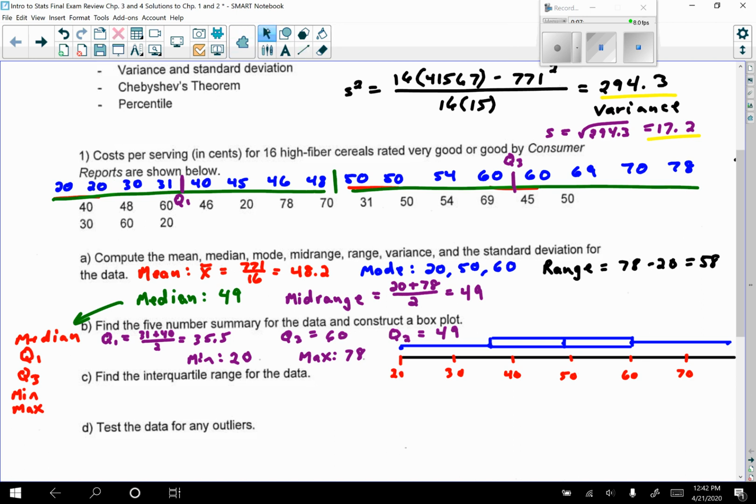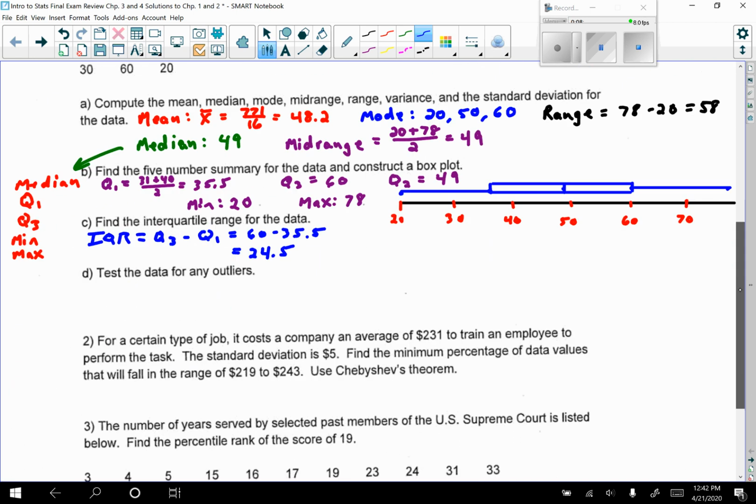And then if you constructed this on the calculator, you should see that it matches as well. All right, so for the interquartile range, the IQR, remember that's just the difference between Q1 and Q3. So that is this, what was that? 60 minus 35.5, which is going to give us 24.5. So that's our interquartile range, and we're going to use this to test for outliers.